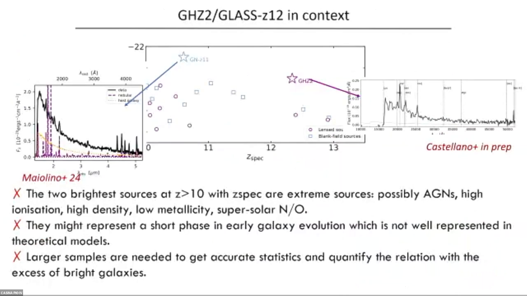Just to conclude, it is intriguing to see that the 2 brightest sources are extreme sources. One is definitely an AGN, the other may also be. In any case, they have high ionization, high density, low metallicity, and possibly supersolar nitrogen and/or oxygen. And who knows? We might speculate at this point that they might represent a short phase in galaxy evolution, which in the models is clearly not implemented.